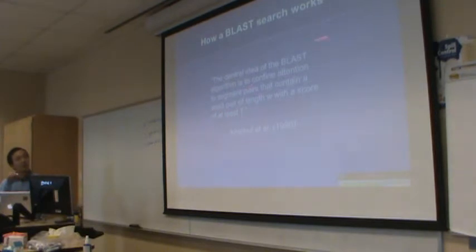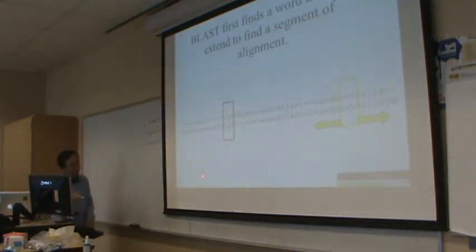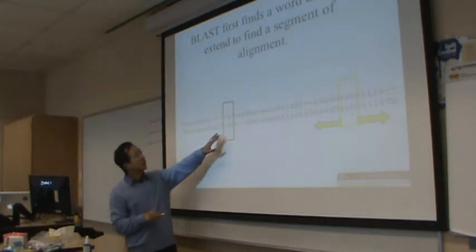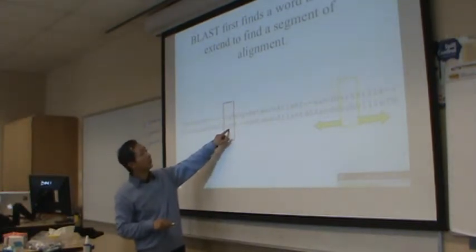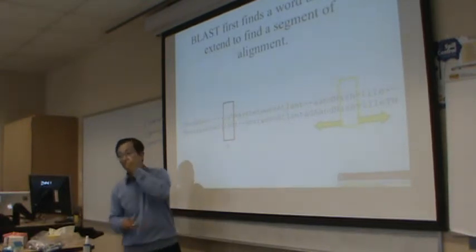So here's the basic idea of how BLAST works. The central idea of BLAST is to look for a pair of words, align word by word, and then expand to the side. In this way, it identifies a word, so IGH, but when you try to expand, it doesn't go much further.